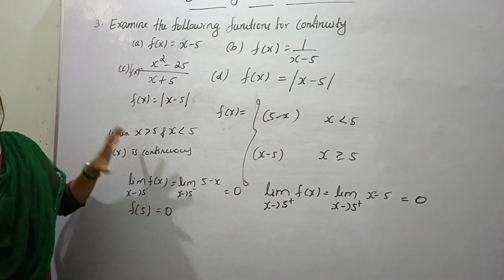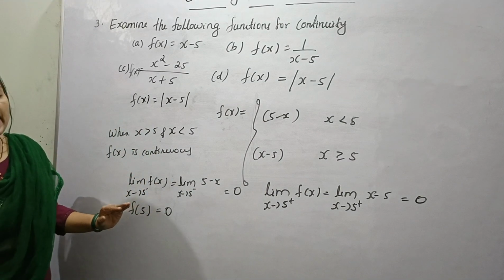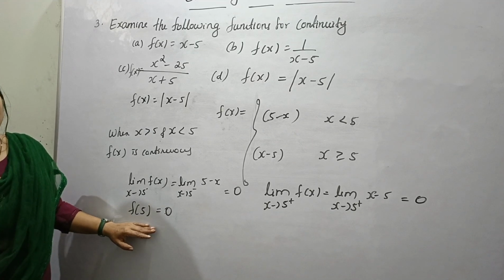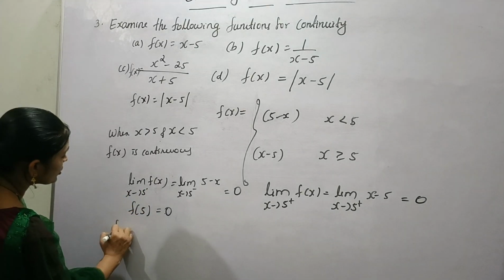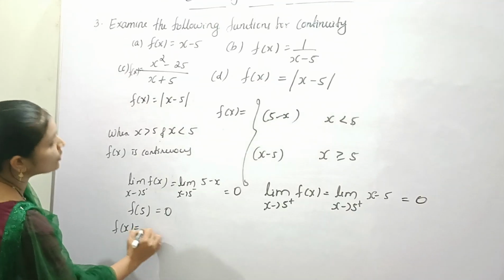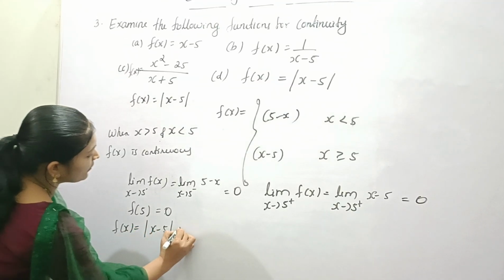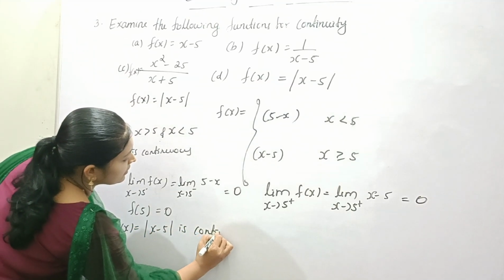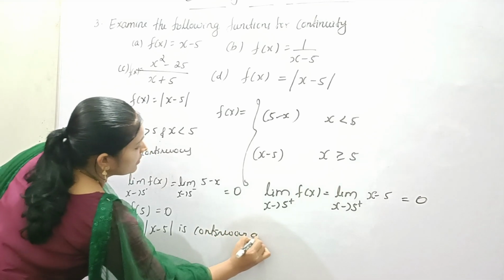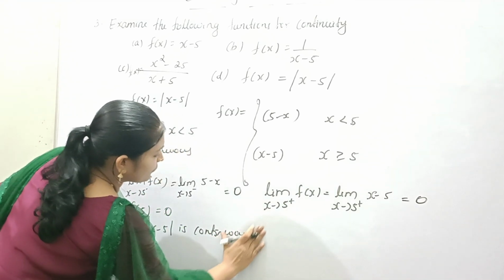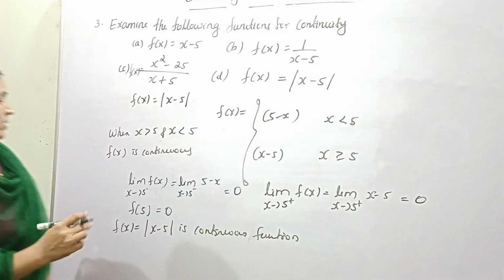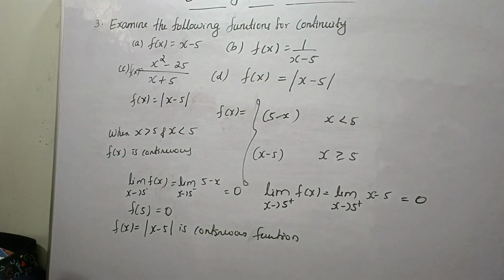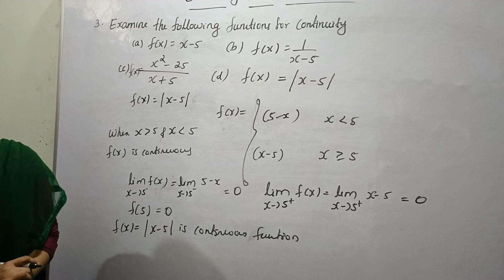Therefore this function is continuous at every point in the domain of the function. So we can write that the given function f of x is equal to modulus of x minus 5 is a continuous function.